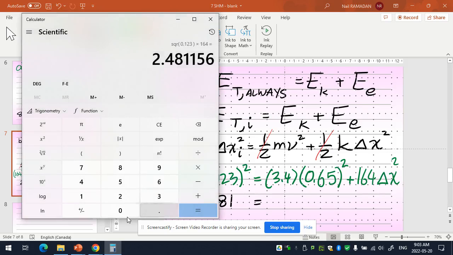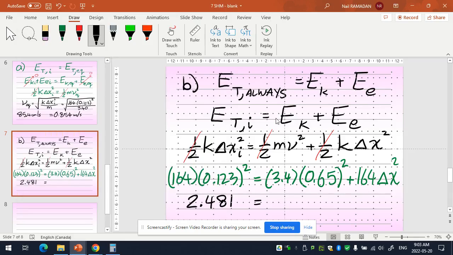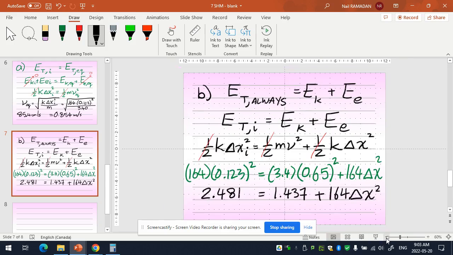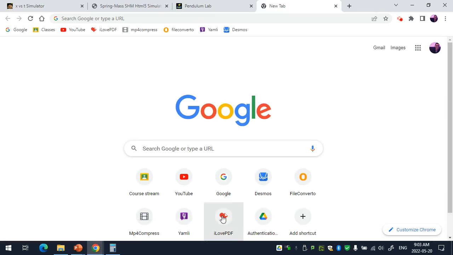Here, 0.65 squared times 3.4. 1.437. Yeah, 1.437. Plus. Okay, how would I solve this? Easy. We'll move this one here, subtract, divide by this guy, and then square root. So let's just do that on the calculator without writing much.